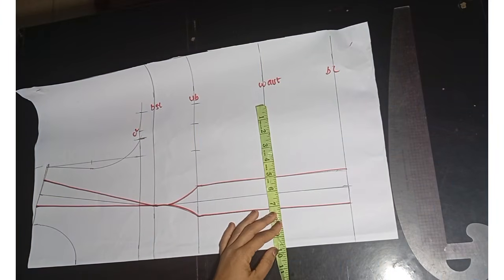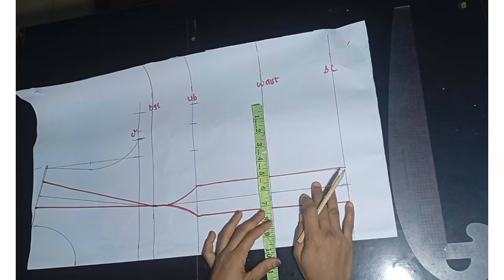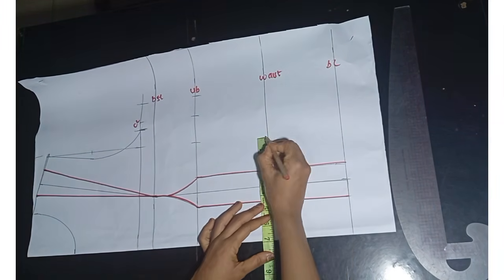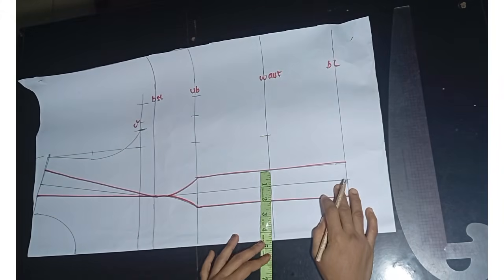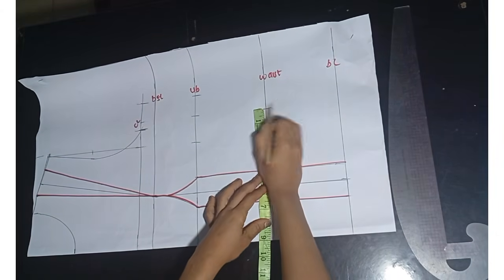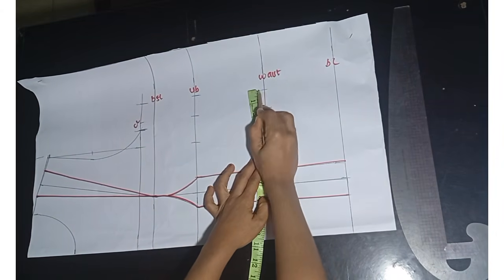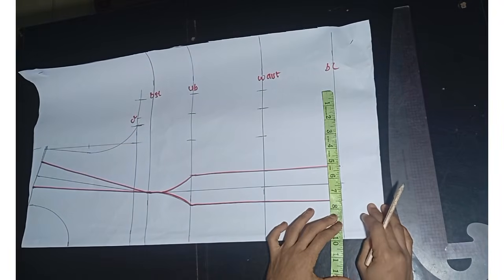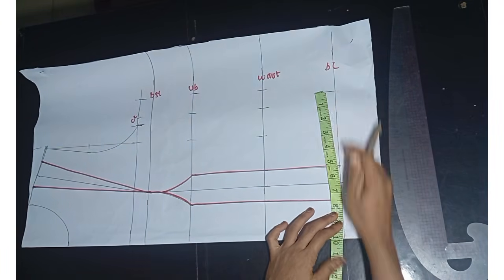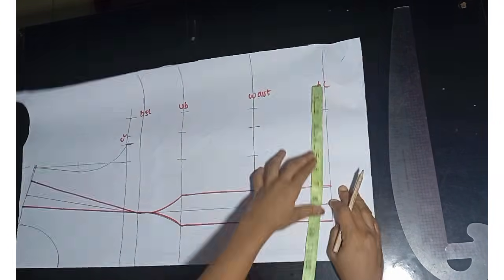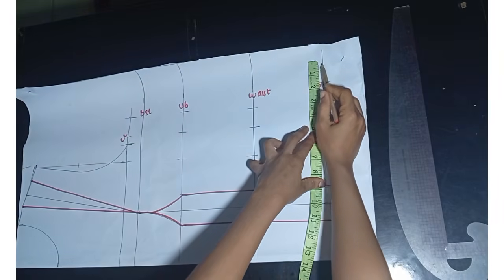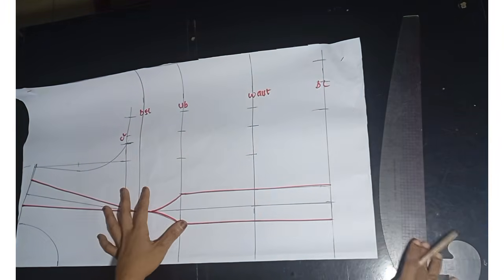I'll also mark my waist circumference divided by 4 here. I'm not snatching my waist. Then go ahead to measure the dart intake, replace and add my sewing allowance. After that, I'll go ahead to mark my hip circumference divided by 4, measure the dart intake I have here, replace and add my sewing allowance.